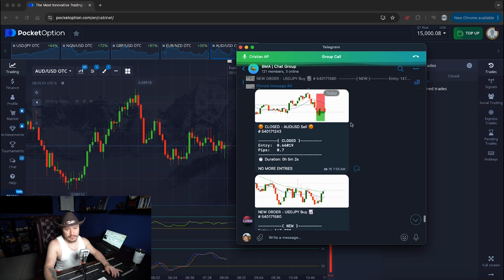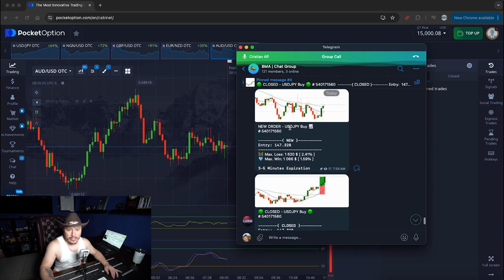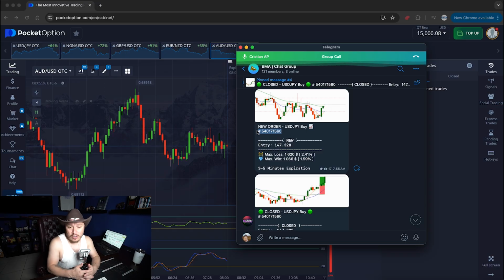So the way it works is that it sends signals just like this one right here. For instance, it's going to send a signal right here. It says new order USD JPY buy. This is a ticket number. This doesn't matter. If you want to, I can even remove it right now. Hold on, I just removed it. So it's not going to send the ticket number, and even if it does, it doesn't really matter. It's just a reference number for the robot.